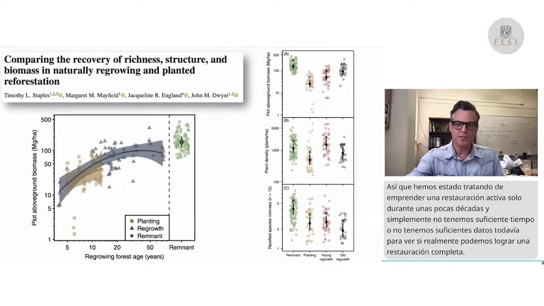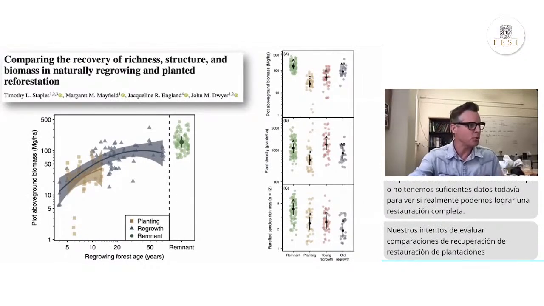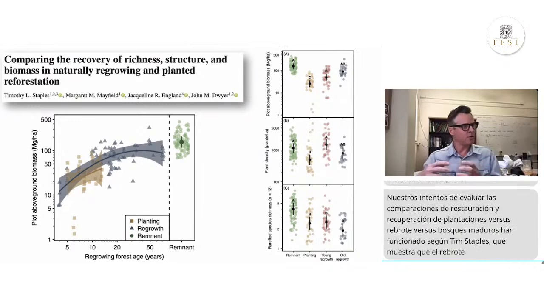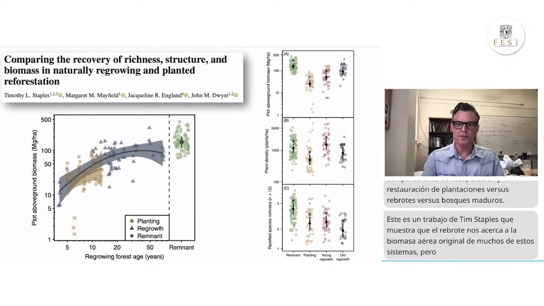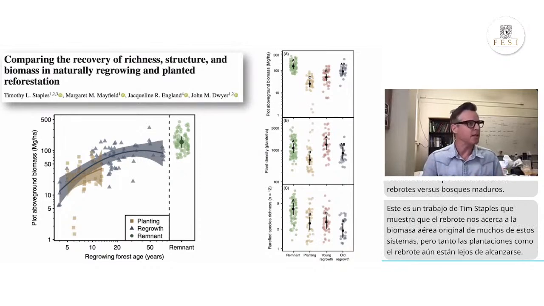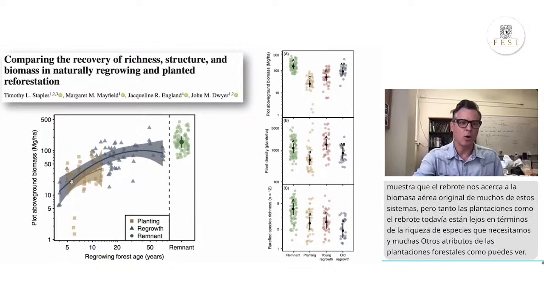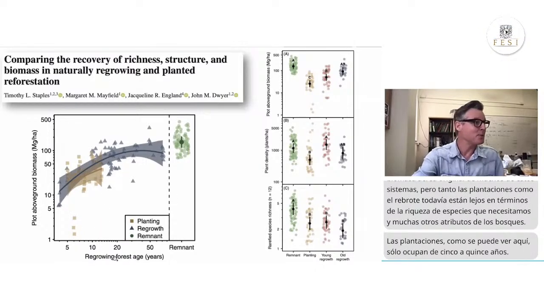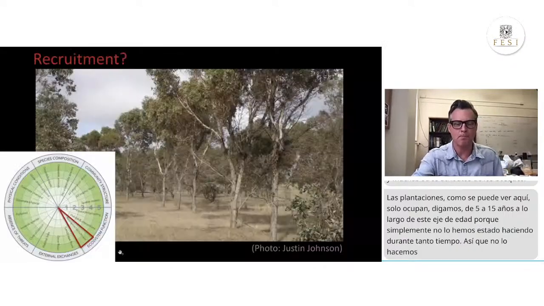Our attempts to assess restoration and recovery are comparisons of plantings versus regrowth versus mature forests. This is work by Tim Staples that shows that regrowth gets us back to close to the original above ground biomass of a lot of these systems. But both plantings and regrowth are still a while off in terms of the species richness that we need and many other attributes of the forests. Plantings, as you can see here, only occupy from, say, 5 to 15 years along this age axis because we just haven't been doing it for that long. So we don't know what the longer term outcomes are.